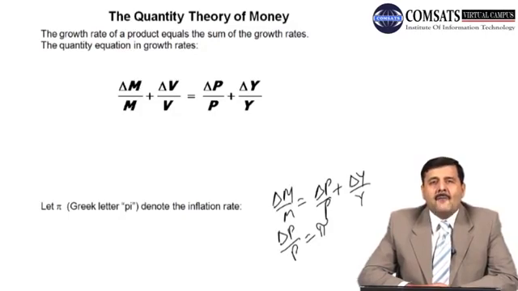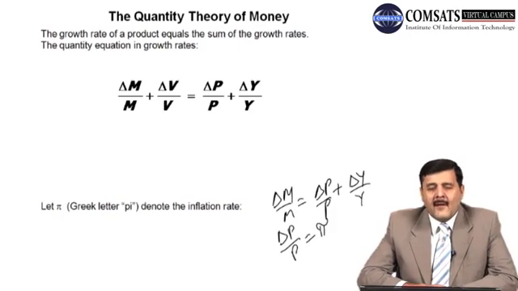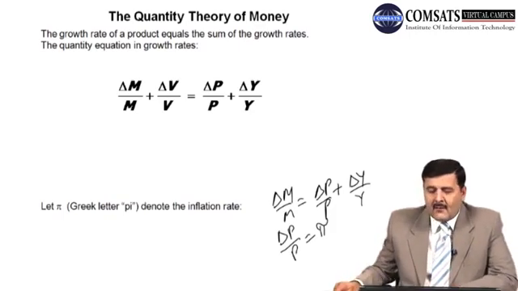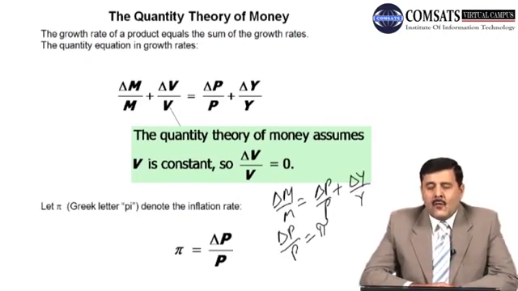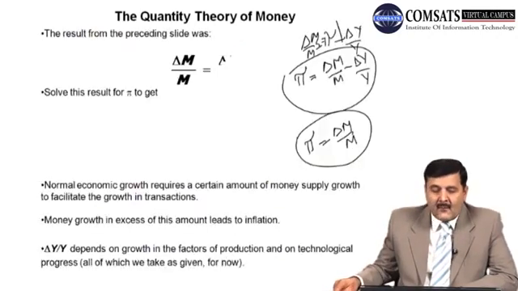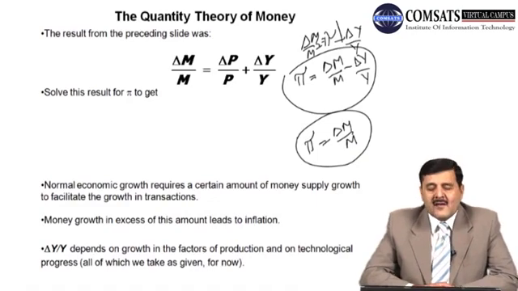हमने ये कहा कि if π is equal to ΔP/P, if we denote the growth rate in prices, inflation rate, as π, then we can rewrite this equation, and the quantity theory of money assumes V is constant. So then if π = ΔP/P, we'll get with this equation ΔM/M = ΔP/P + ΔY/Y.